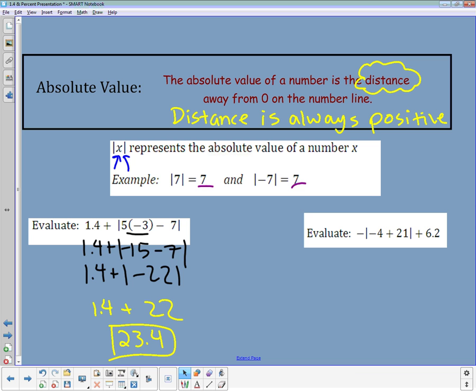Why don't you guys go ahead and pause the video right now and see if you can work on the last example in that box. So this example right here.